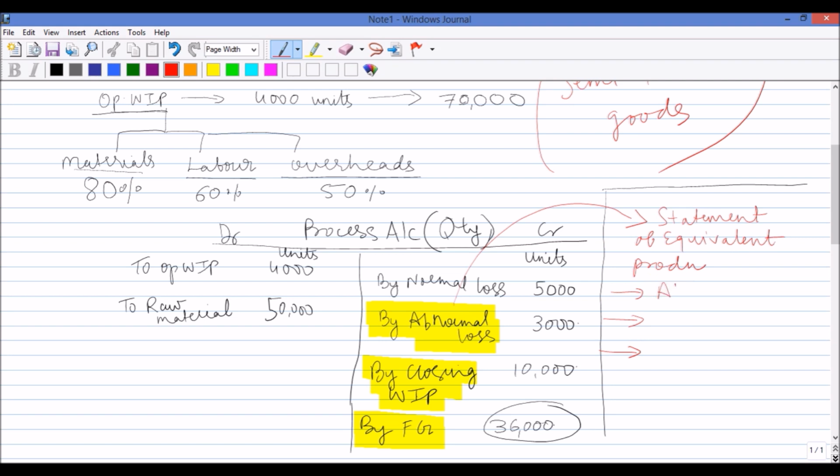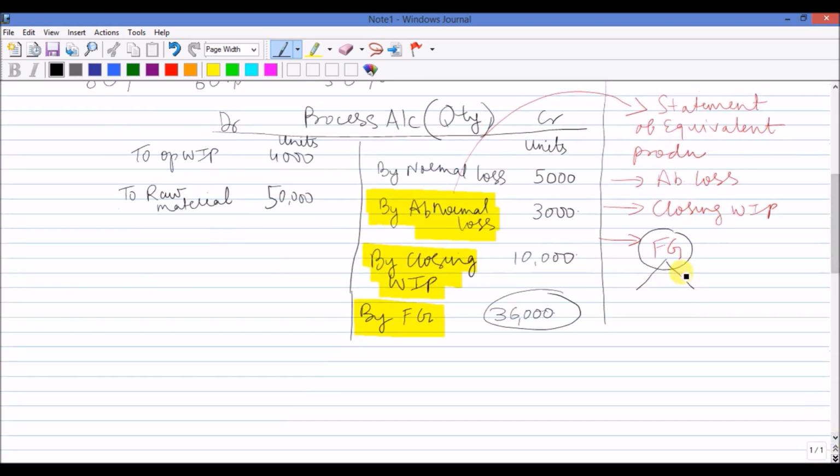You have to take into account abnormal loss, you have to take into account the closing work in progress, and you have to take into account finished goods. Now be careful. The finished goods part will be divided into two components. The first component which I'm highlighting for you all is this part, friends, this part.